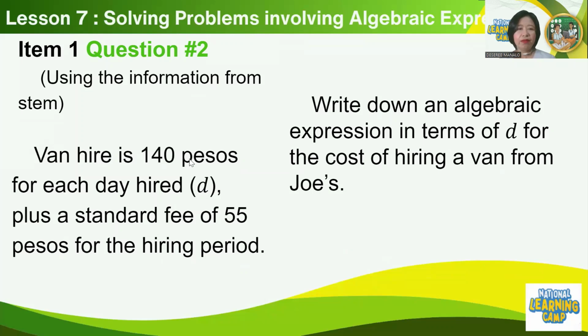Van hire is 140 pesos for each day hired, represented by D, plus a standard fee of 55 pesos for the hiring period. Write down an algebraic expression in terms of D for the cost of hiring a van from Joe's. So it is 140D plus 55.